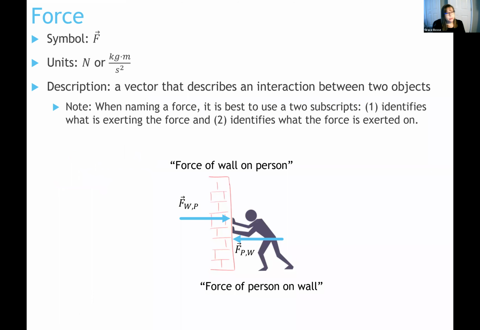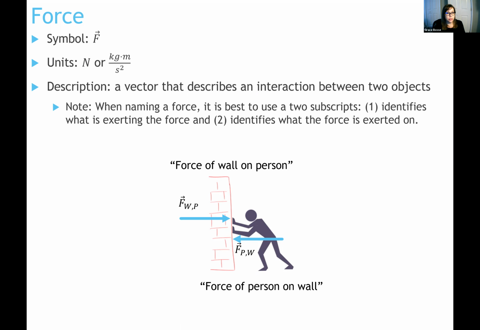So just to remind you, a force is an interaction between two objects. There are different types of forces. We talked about contact versus non-contact forces before. For example, the gravitational force is a non-contact force between objects that have mass. But a force is always an interaction between two objects.